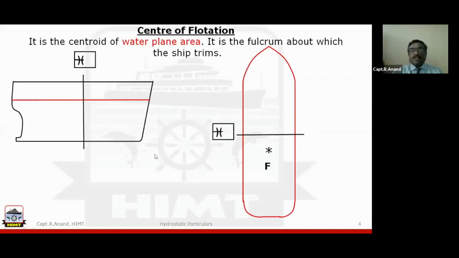Once again, just a quick recap. What is meant by center of flotation? It's the center of the water plane area, and it is the fulcrum about which the ship is going to trim. Is that understood? This is the concept we are going to use in the whole of trim type A. Whereas what Captain Nambiar had taken was all about LCB, LCG comparison, which is the concept we use in trim type B. Here we are going to take the fulcrum as the center of flotation and see how the ship is going to trim about that point.